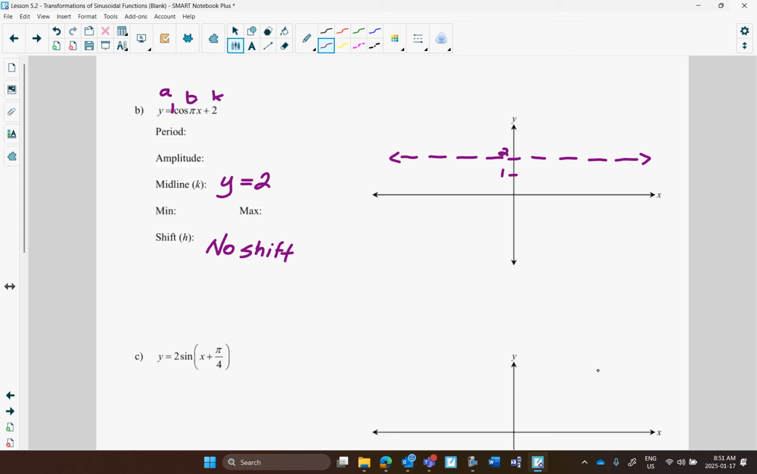Now we go to the amplitude. Well, A is 1. And we use these two to find the minimum and max. The minimum will be the midline minus the amplitude, which is 1. The maximum will be the midline plus the amplitude, which is 3. Well, I've already got 1 here, so I can put my minimum line. And then the maximum line is another notch up at 3.